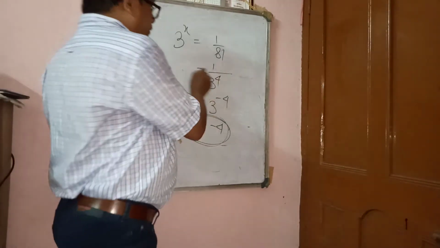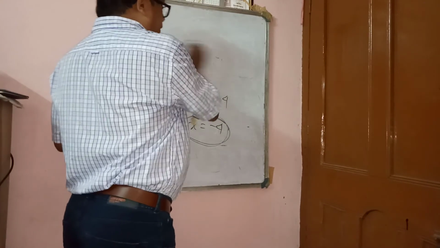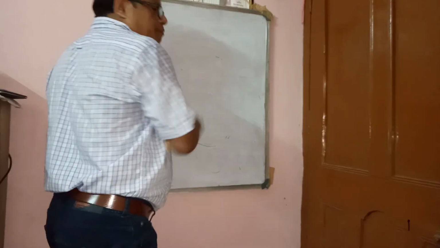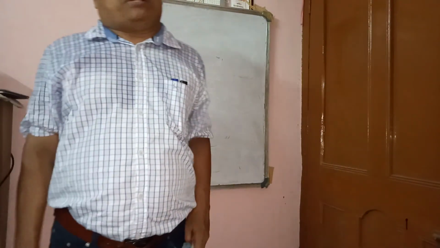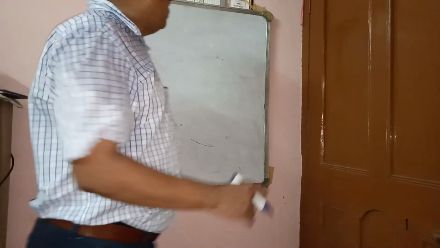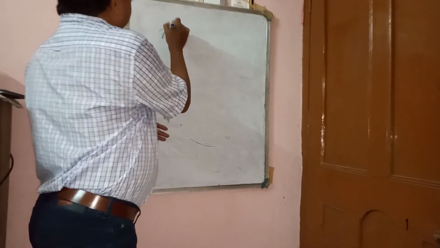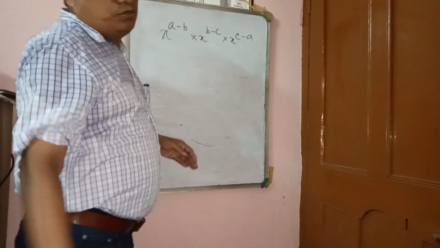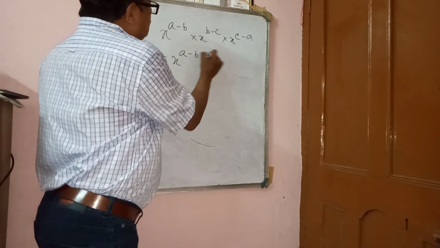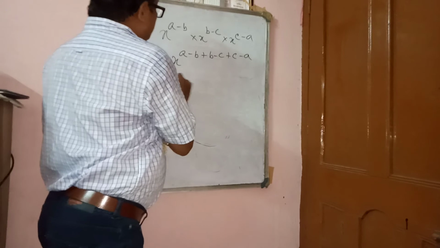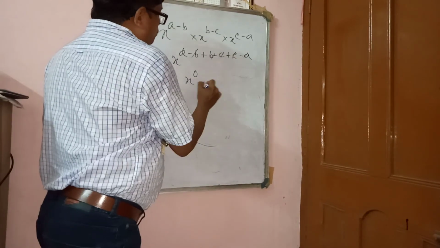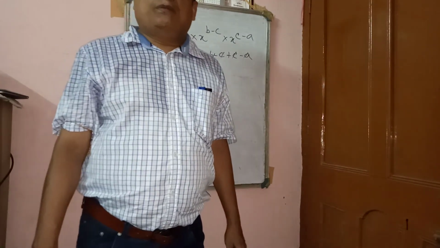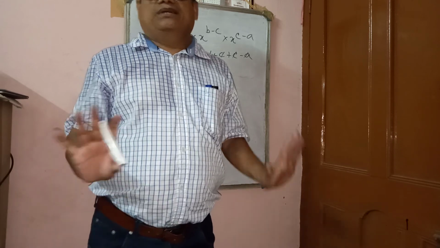Whatever I am telling, if you remember the rules of indices, the rules of powers, then you can easily solve various types of sums. Suppose x to the power a minus b into x to the power b minus c into x to the power c minus a. What is the value? You take x to the power a minus b plus b minus c plus c minus a, so x to the power 0, all cancel. The value is 1. Like that. No more today? Okay. Very good.